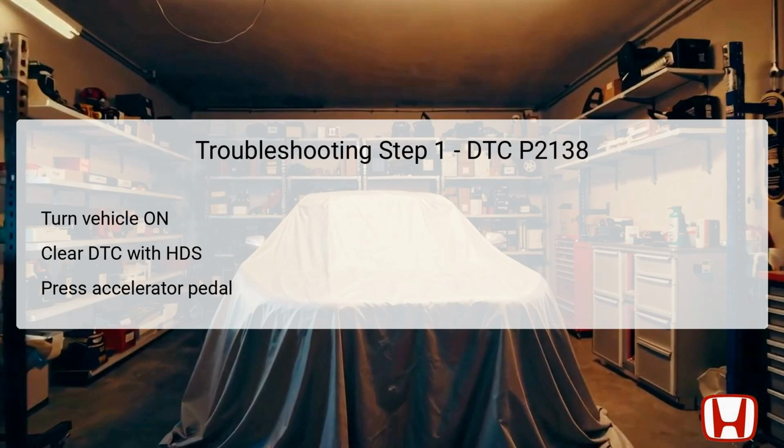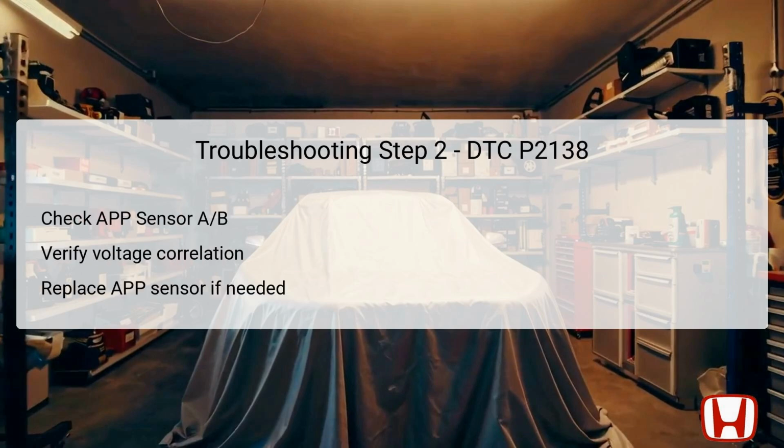If P2138 is confirmed, the failure has continued, and the technician should proceed to the next troubleshooting step. In the second troubleshooting step, the technician determines potential failure areas by checking the voltage output of APP sensor A and APP sensor B using the HDS. It's crucial that both sensors output the same voltage to ensure proper functionality.